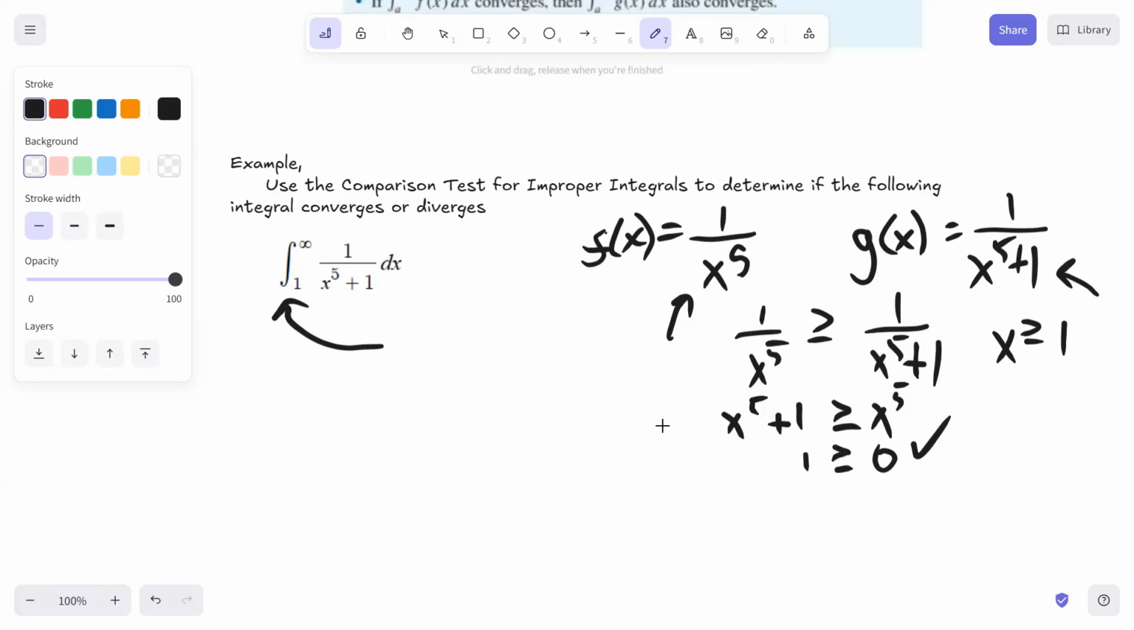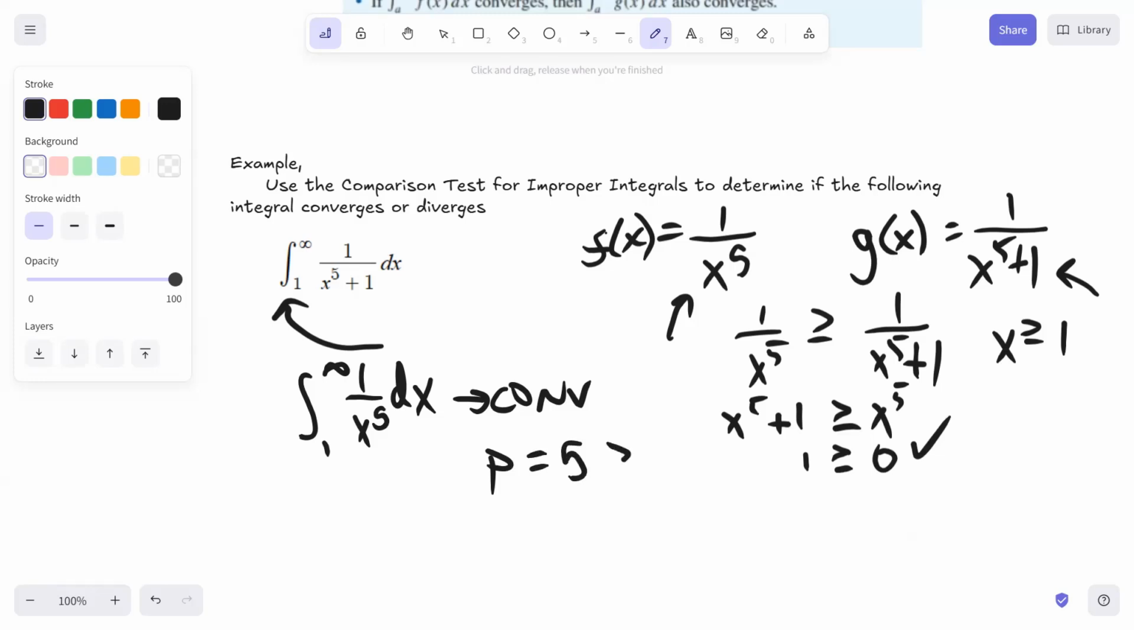I'm going to compare it with the integral from 1 to infinity of 1 over x to the 5th dx. This converges because p equals 5, which is greater than 1. Remember the 1 over x to the p? And since that integral converges and is greater than the original integrand, the original improper integral converges as well.